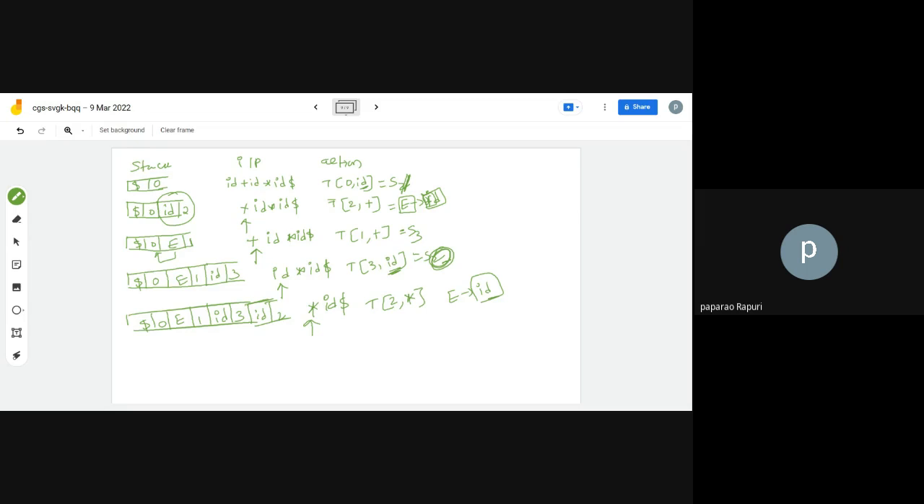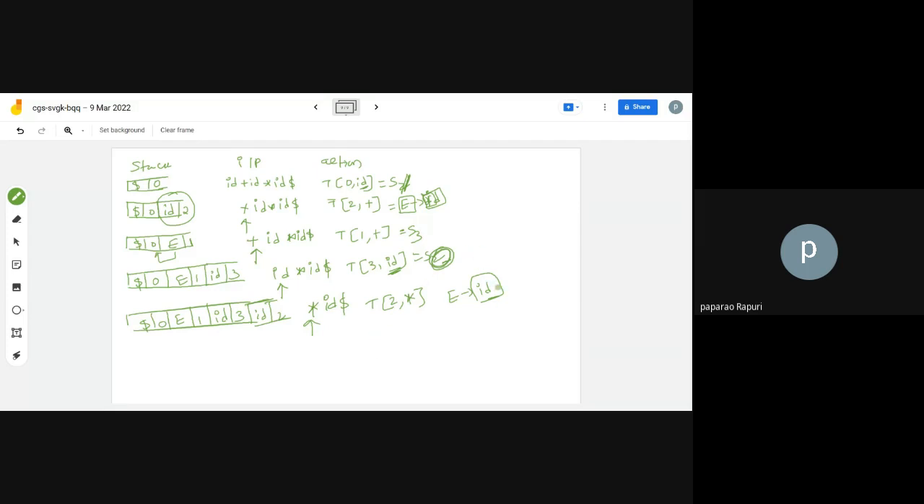It is only one symbol because that is a token. So here we read tokens, not symbols or characters. The character by character scanning is done by the lexical analyzer, and the lexical analyzer returns tokens. Here it is a token.